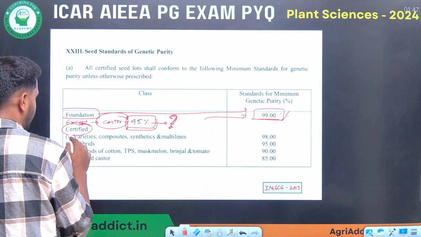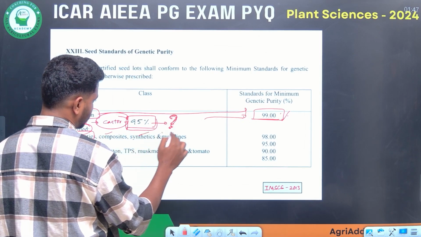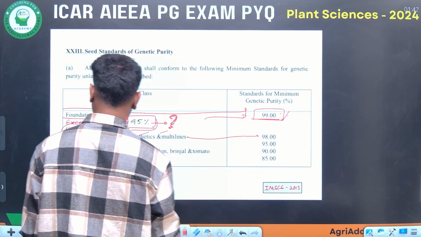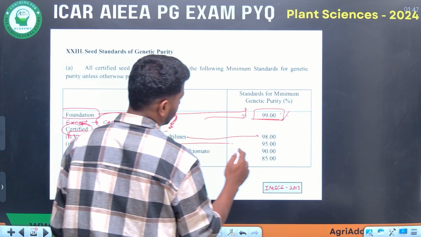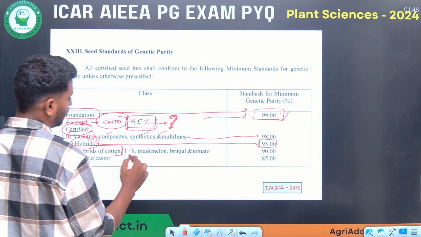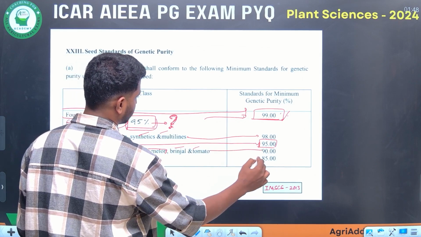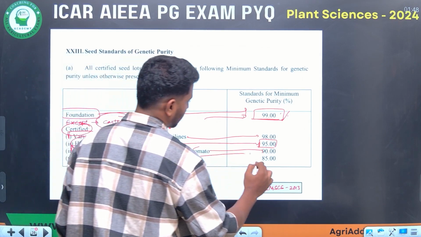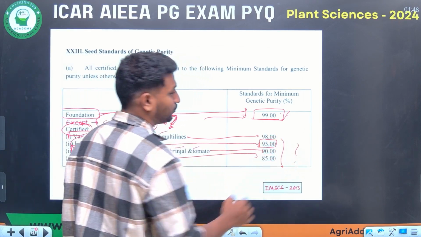Next, for certified seed, for varieties, composites, synthetics and multi-lines it is 98%, and for hybrids normally it is 95%, but for certain hybrids of cotton, TPS, muskmelon, brinjal and tomato it is 90, and for castor it is 85. I also need the reason for this.